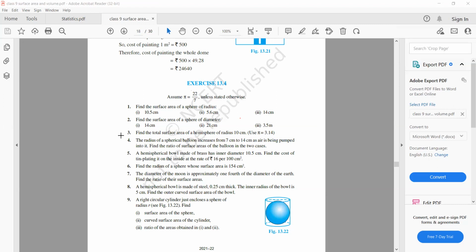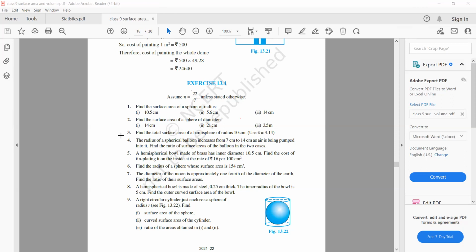Okay, now see here, question number 4. The radius of a spherical balloon increases from 7 centimeter to 14 centimeter as air is pumped into it. So initially, there was some air in the balloon, so it was looking like this, and the radius was 7 centimeter. Then you have pumped in more air, and now the radius has become 14 centimeter. Find the ratio of surface area of balloon in the two cases. So first of all, you will find surface area in both cases, or you can directly find the ratio.